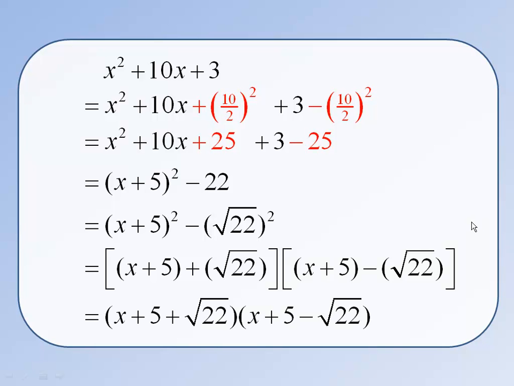Eliminating some of the brackets and writing them as circular brackets, we have our solution. X plus 5 plus the square root of 22 and x plus 5 minus the square root of 22.